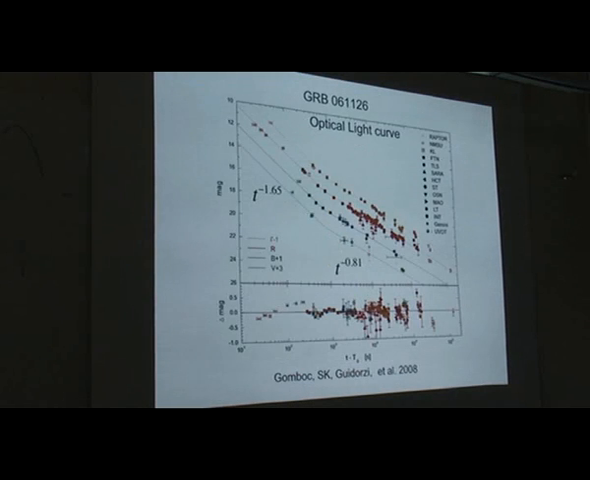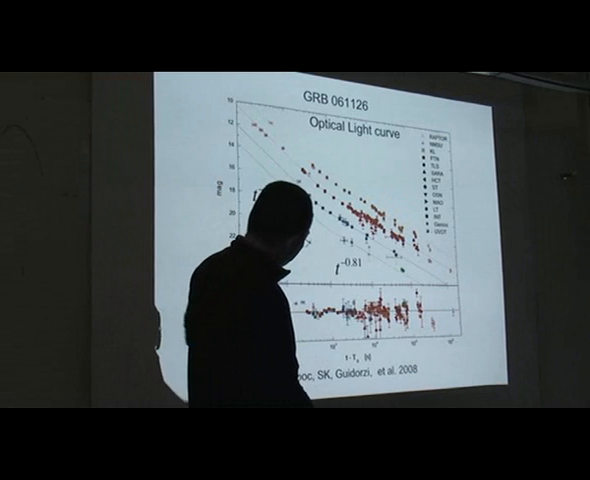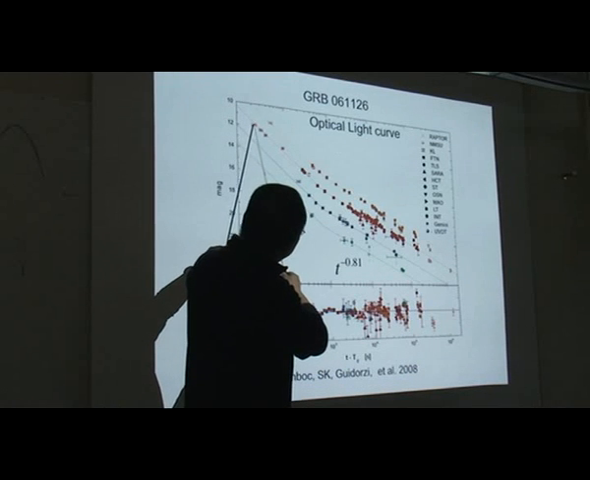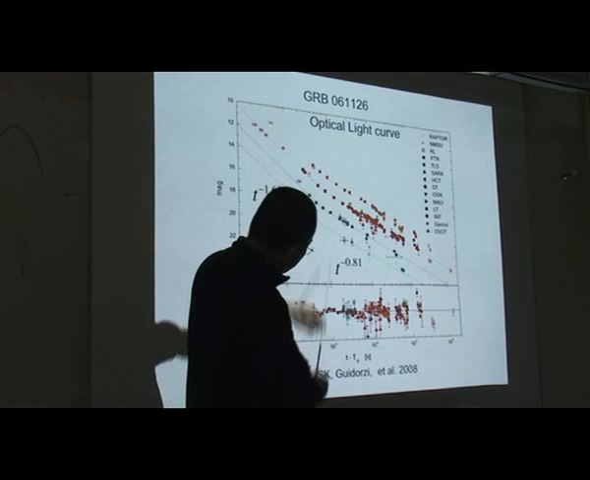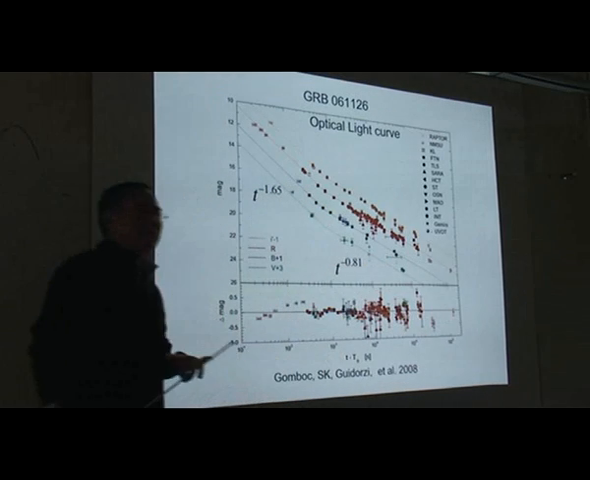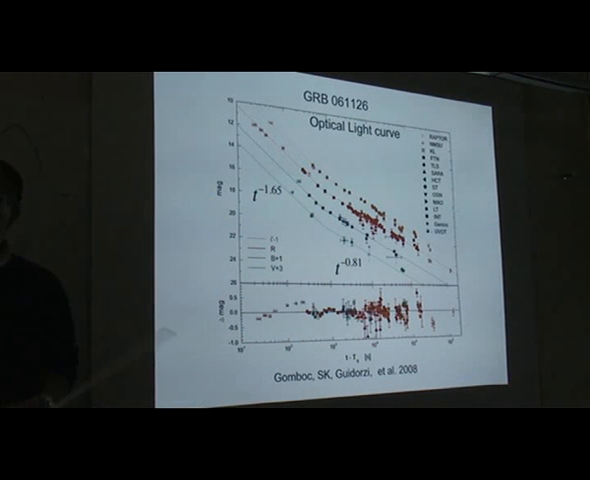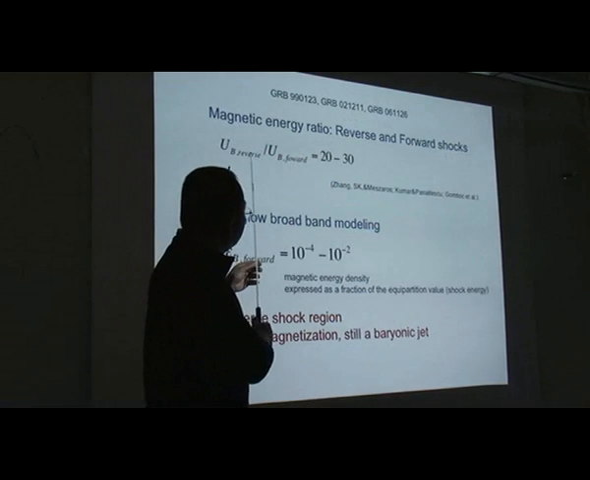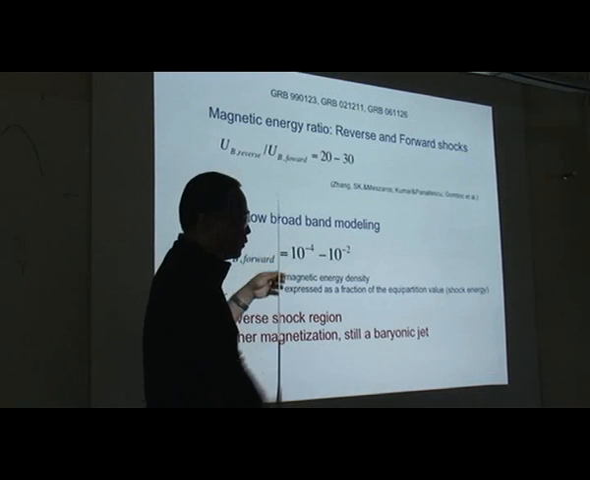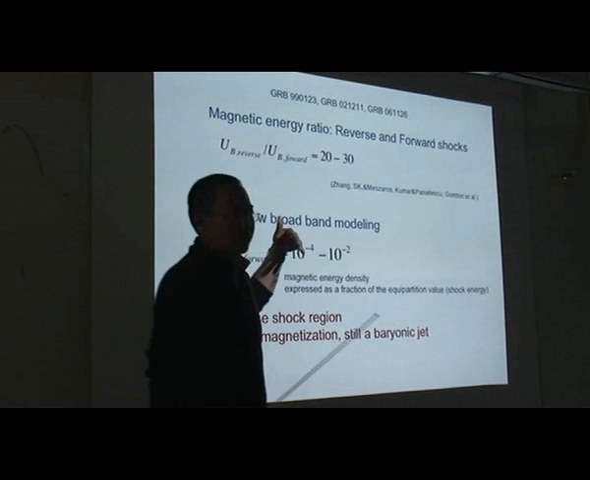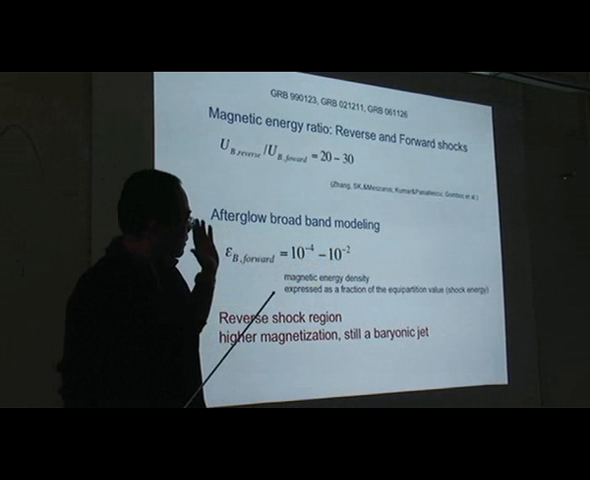We have applied this method to a few events, and this is one example. This is an optical light curve, the x-axis is time and the y-axis is magnitude. At early times the optical light curve decays rapidly, and around 1,000 seconds after the gamma ray burst, it flattened. Doing detailed modeling of this event, we get something like this number. The magnetic energy density ratio between the forward shock and reverse shock is about a few tens. So the reverse shock region seems to have a magnetic energy density a few tens of times higher.